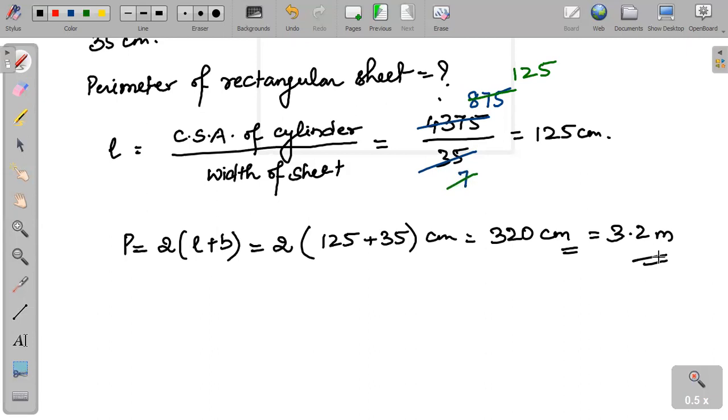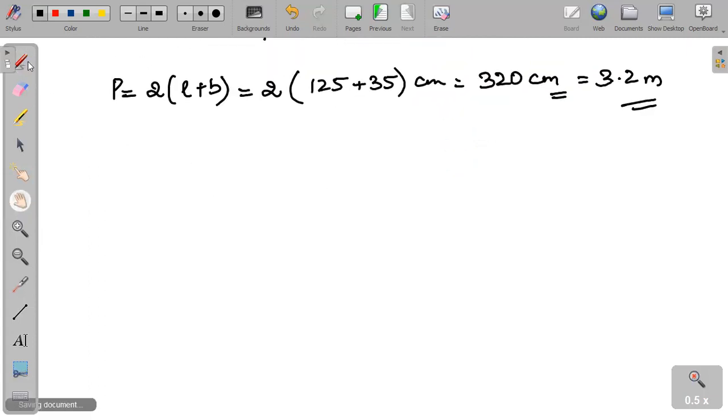Last one. The road roller has a diameter of 0.7 meter and its width is 1.2 meter. Find the least number of revolutions that the roller must take in order to level a playground of size 120 into 44 meter. Same question asked. Very good, Peter.